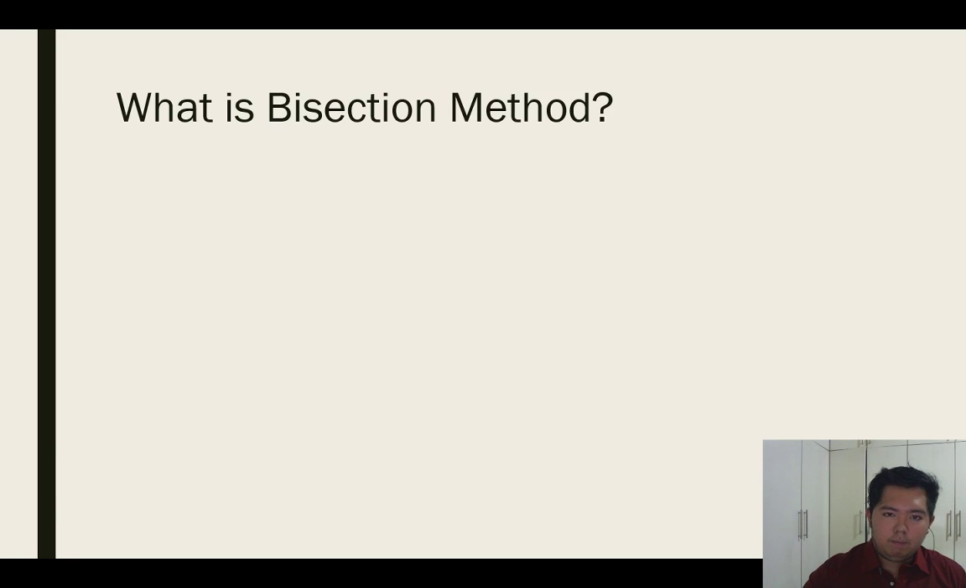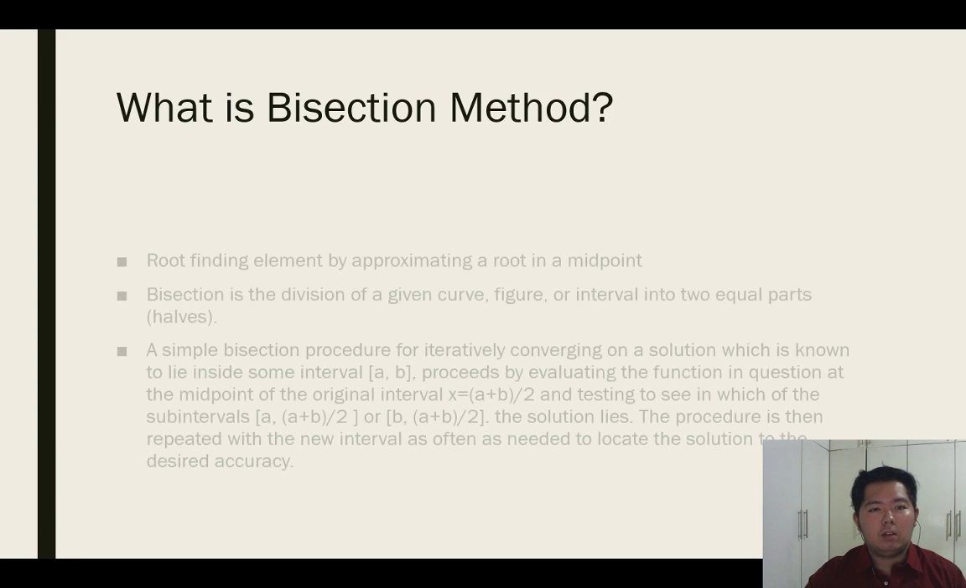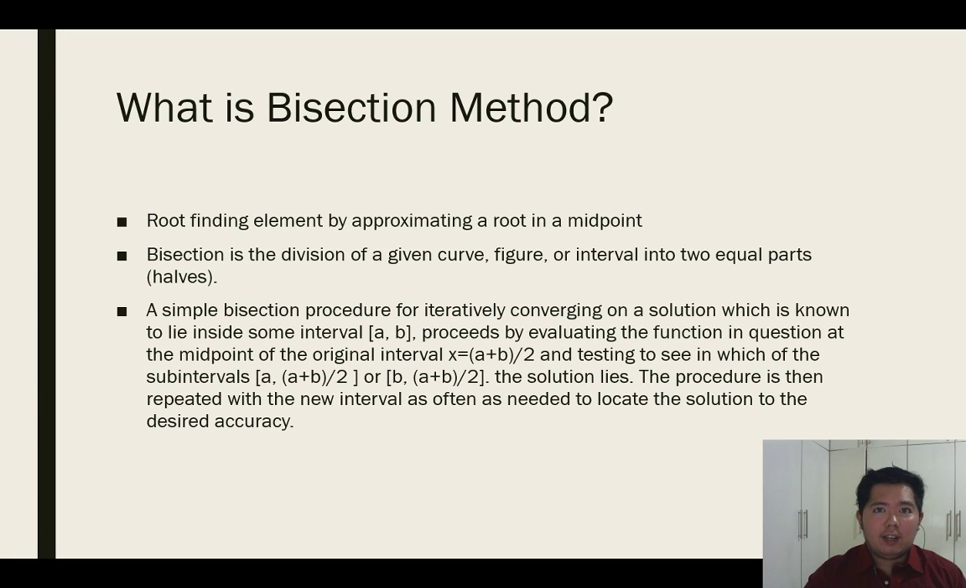So let's start. What is the bisection method? It is a root finding method that approximates a root at a midpoint. Bisection is the division of a given curve, figure, or interval into two equal parts or halves.